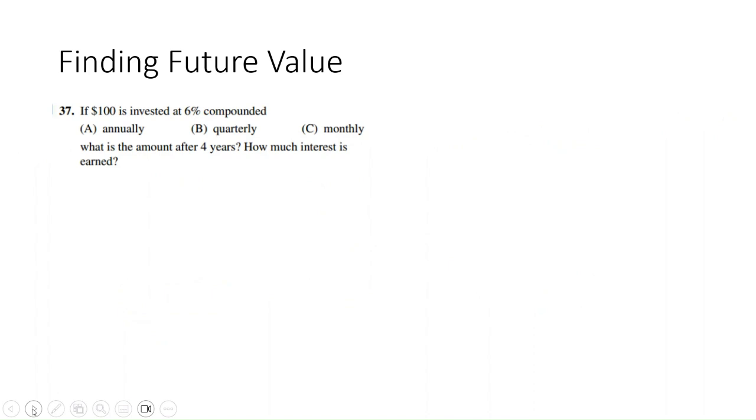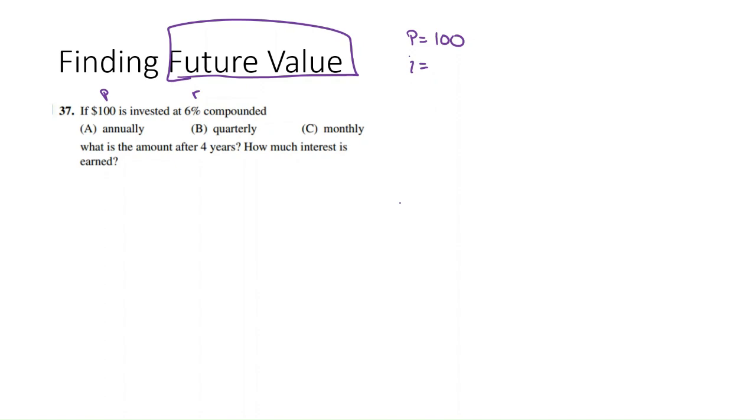So if $100 is invested at 6% compounded, and we're going to do a few different examples here, what is the amount after 4 years? So this is our P. This is our interest rate R. So when we want to find the future value, in Desmos, our P is 100. Our I is going to be equivalent to our rate divided by how many periods we have. So when I do A, that's going to be 0.06 divided by 1 because my interest is being calculated 1 time a year. When I do B, 6% is quarterly. That 6% is how much you earn per year. So per quarter, I have to divide that by 4. And then for C, that 6% annual interest rate needs to be broken into how much I earn per month.